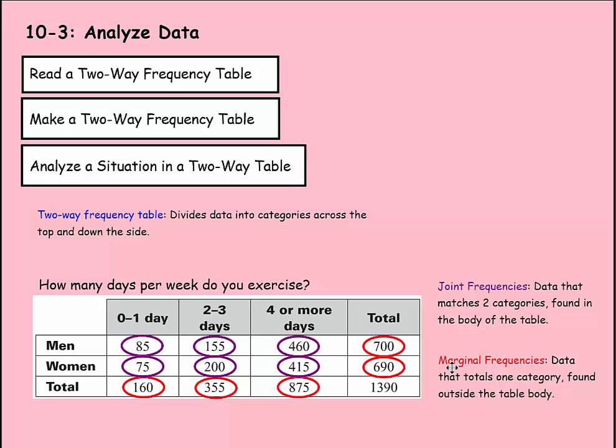Marginal frequencies then are the ones in the red. That's data that totals one category, which is found on the outside of the table body. So the 700 here just measures the total number of men in this study. This 875 just totals the number of people that exercise 4 or more days. So when it's purple, it's measuring 2. When it's red, it's measuring the total of 1.